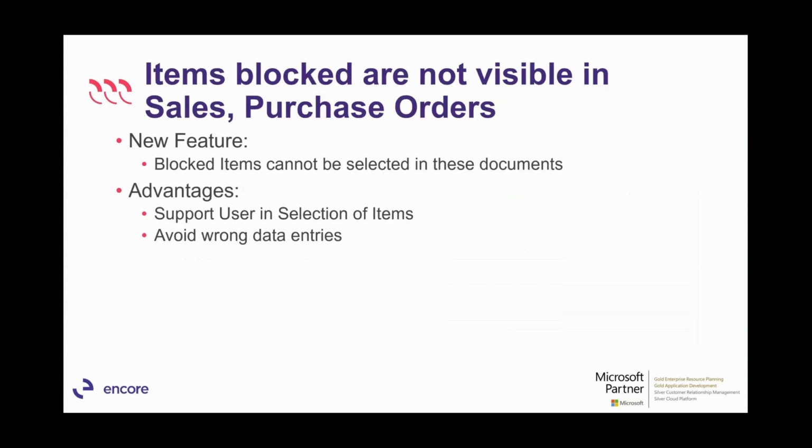The next feature is that blocked items are not visible in sales and purchase orders anymore, which is a good thing because sometimes you select an item, then you get a message, oh, this item is blocked, you can't use it. Why do I see it in the first place, right? So now they get rid of this item, so you can't see it in the documents, but you can still see it in the item list because you need a place to block and unblock it, obviously. The advantage is that it supports the user in selecting the proper items, and it avoids wrong data entries.